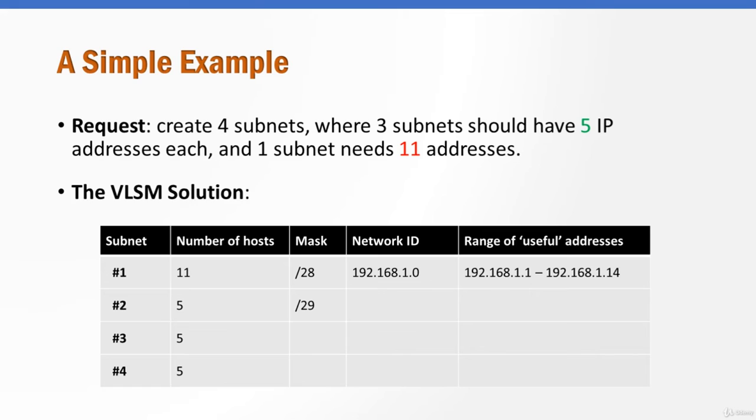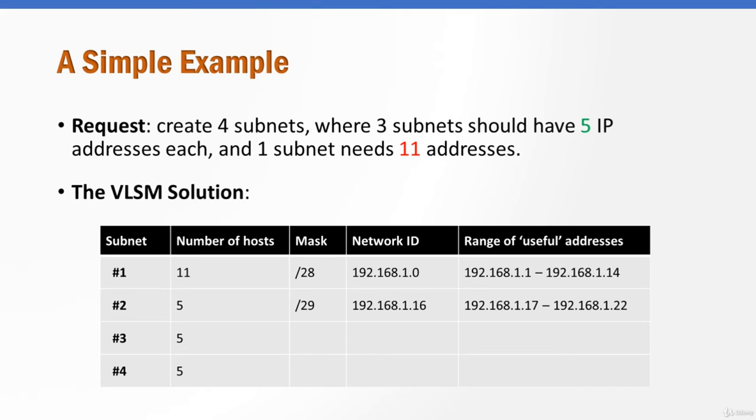The network ID is again going to be the next free IP address after the broadcast IP address in the previous subnet. So the broadcast address was 192.168.1.15. So the network ID for the second subnet is going to be 192.168.1.16. The range will be from 17 to 22. Because this time we're only going to use 8 IP addresses.